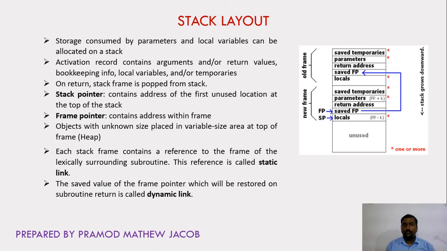Objects with variable size or unknown size are placed in a variable size array at the top of the frame, which is called the heap section. Every stack frame contains a reference to the frame of the lexically surrounding subroutine. This reference is termed the static link. The saved value of the frame pointer, which may be restored on subroutine return, is called the dynamic link.